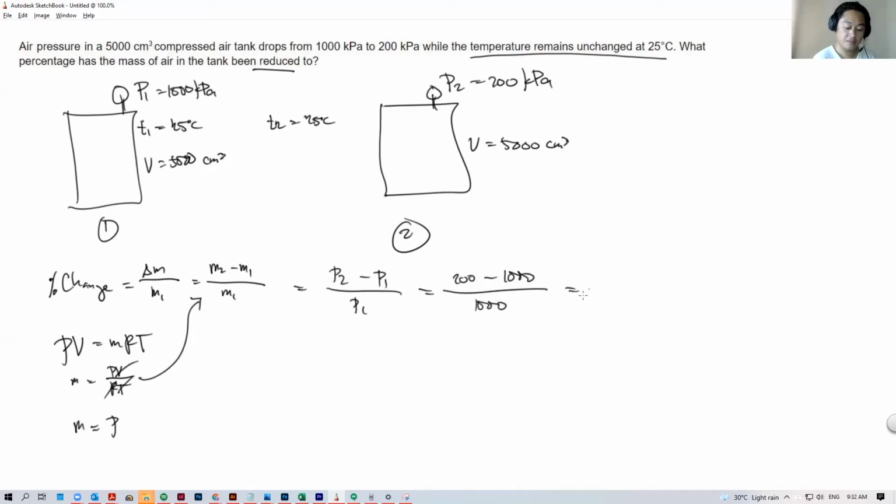And this means that 200 minus 1,000 is negative 800 all over 1,000. So basically this will cancel out. It's 8 over 10, so we have negative 0.8. Multiply this by 100% because we are dealing with the percent change here. So we'll have basically 80 percent, and this negative indicates that the mass has been reduced.